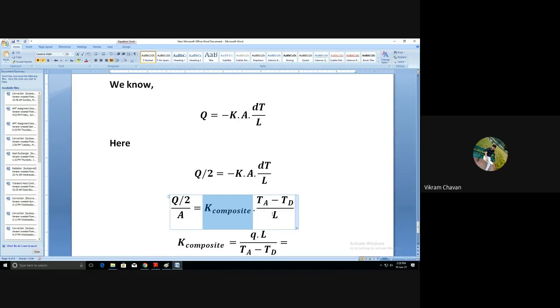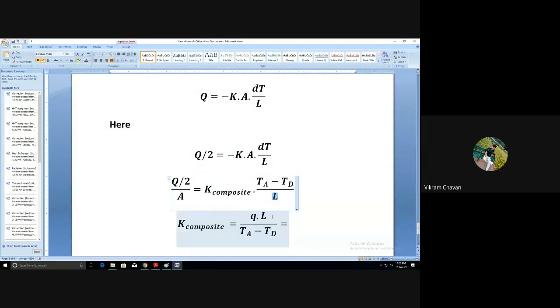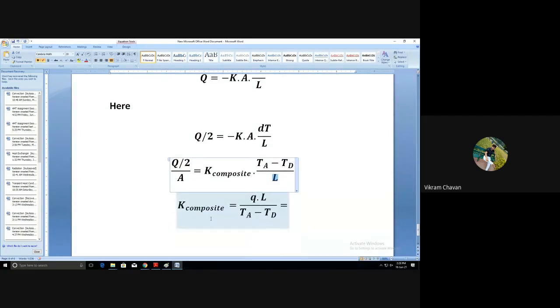Here L will be considered as the total thickness of that particular slab, that is nothing but 12 mm plus 12 mm plus 10 mm, that will be equal to 34 mm. So L will be equal to 34 mm, and then we calculate the K composite as Q multiplied by L divided by Ta minus Td, and that will be our final answer. Okay, getting?